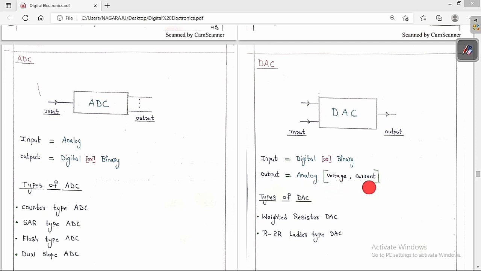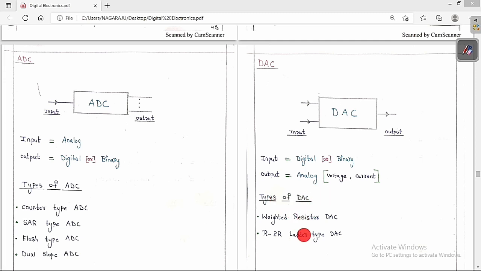So these are the things that you always have to keep in your mind. Therefore, input is always in digital or binary format, and the output is always analog, whether it is voltage or current. Now we will discuss the different types of DACs.